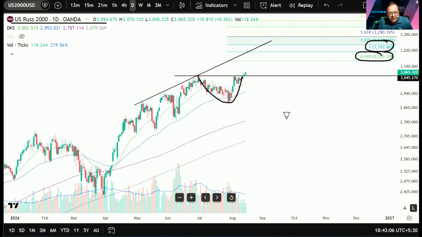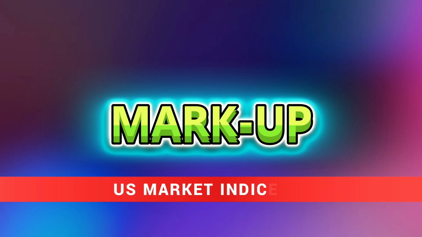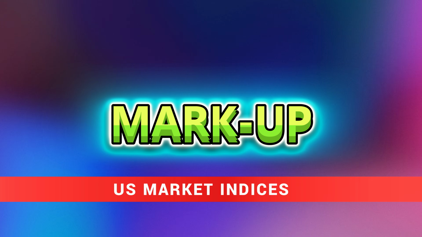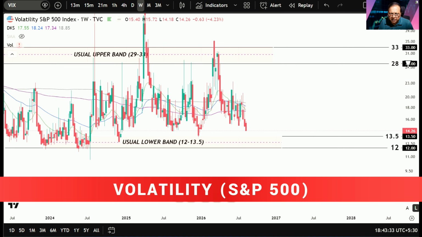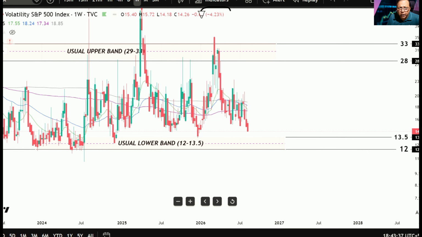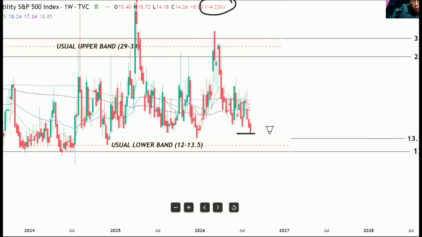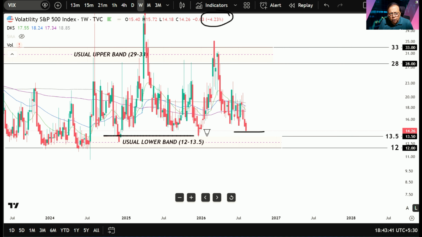So overall, the trend in S&P 500, NASDAQ and Dow Jones Industrial Average, including Russell 2000, that represents the small cap stocks in the US stock market, all are trading in the markup phase. When we look at the volatility index against S&P 500, this week the VIX has fallen by 4.23% and is now quite in proximity of the usual lower band of this. So less volatility is always a positive sign for the market.